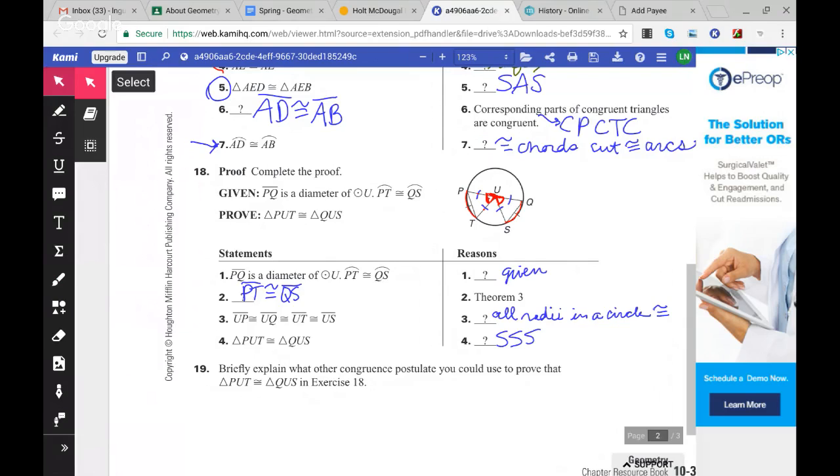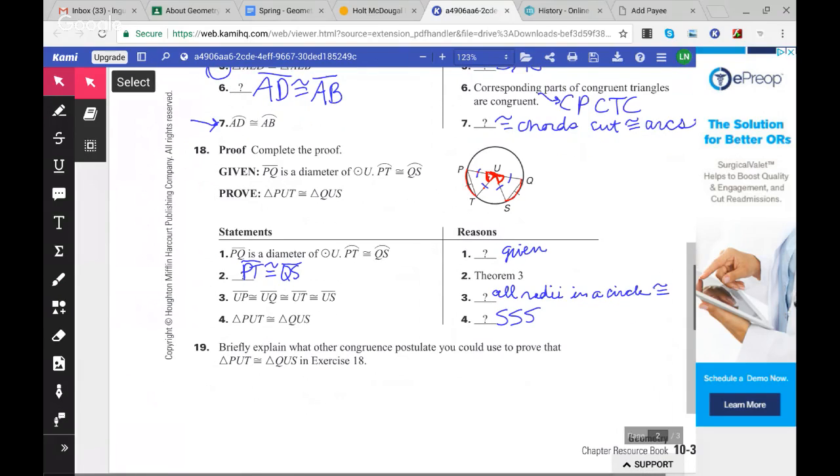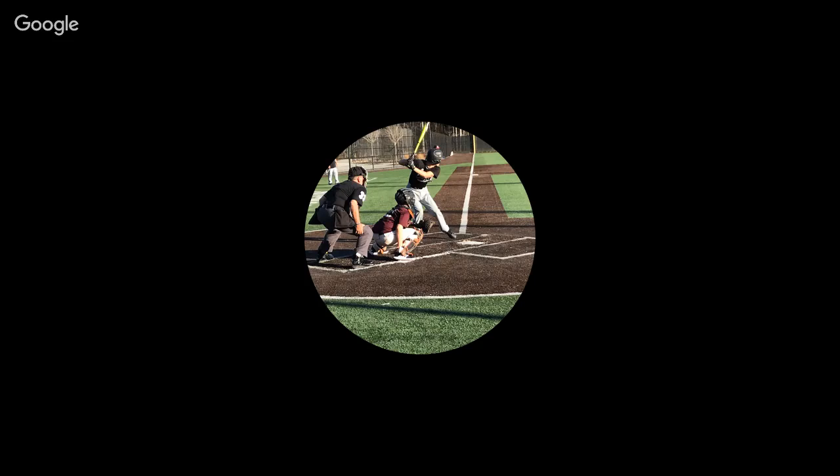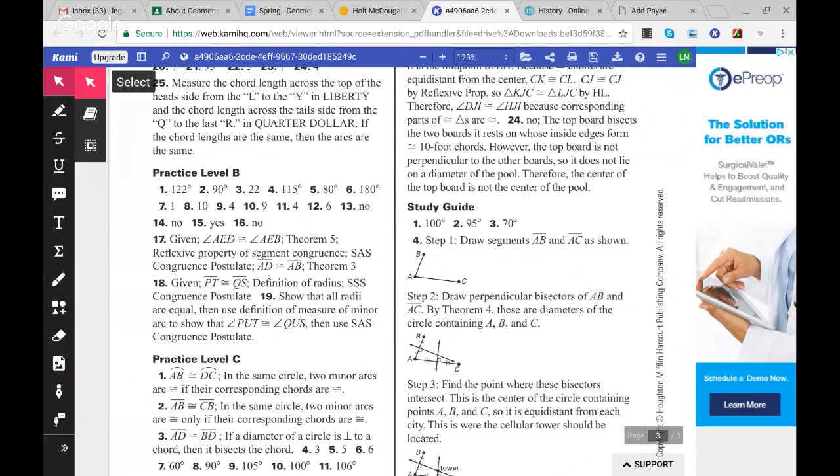Let's see how they worded it all fancy. I'll scroll down. Yeah, side angle side. That's what they did.